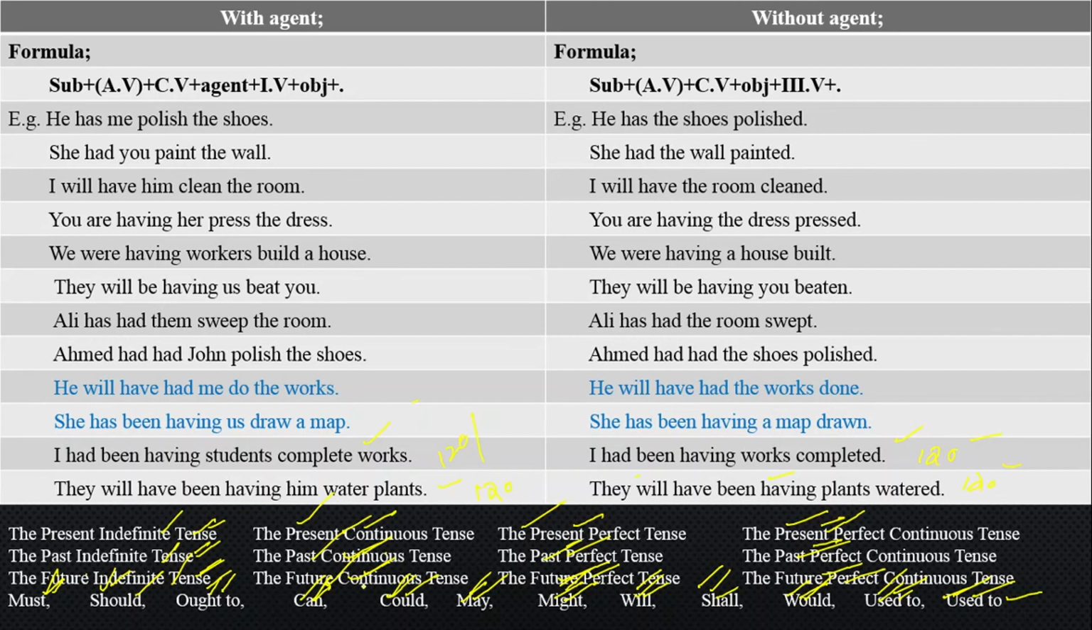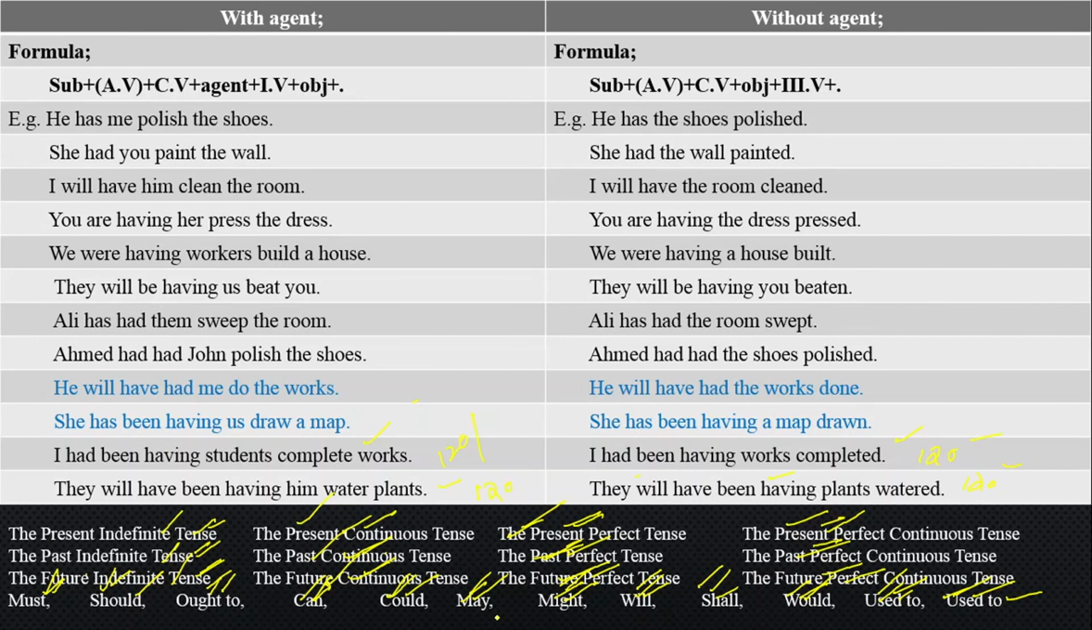They have had plants watered, they have not had plants watered. Have they had plants watered, have they not had plants watered? Haven't they had plants watered? They had had plants watered, they had not had plants watered. Had they had plants watered, had they not had plants watered? Hadn't they had plants watered? They will have had plants watered, they will not have had plants watered. Will they have had plants watered? Won't they have had plants watered?